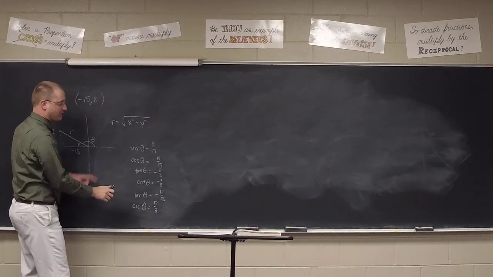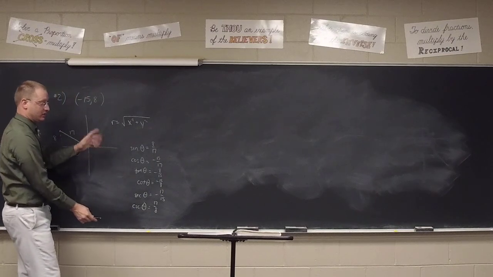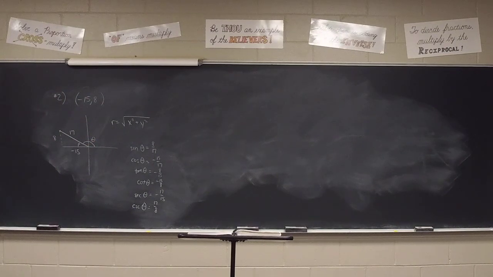Notice everybody's negative except sine and cosecant. ASTC, we'd expect sine and cosecant to be positive here in the second quadrant.